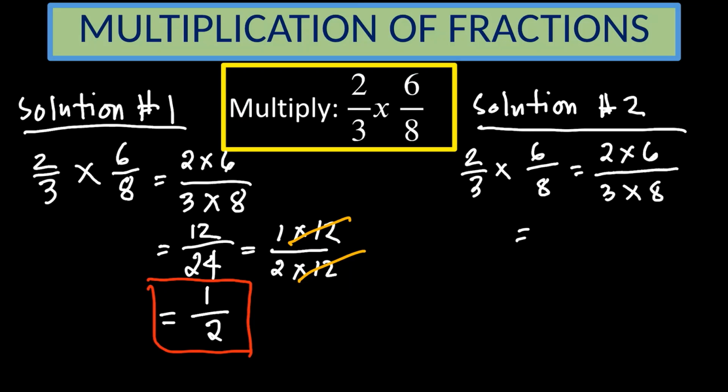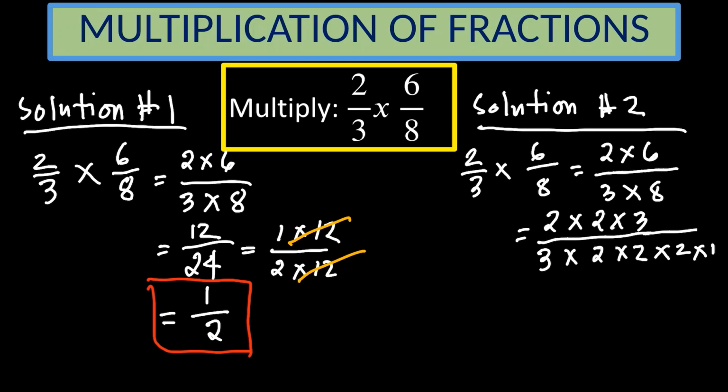Let's identify the prime factors of 6 and 8, since 2 and 3 are prime already. So what are the prime factors of 6? We have 2 times 3. What about for 8? For 8, we have 2 times 2, which is 4, times 2, which is 8. Or we can write times 1 here, but it's understood that it's multiplied by 1.